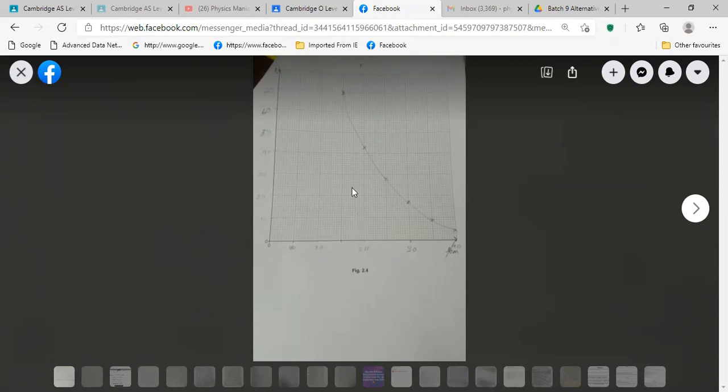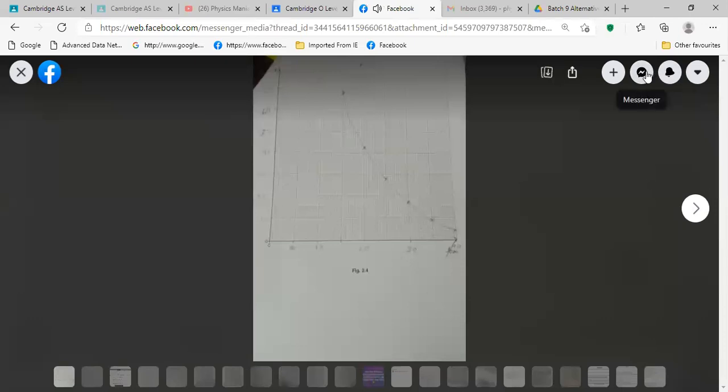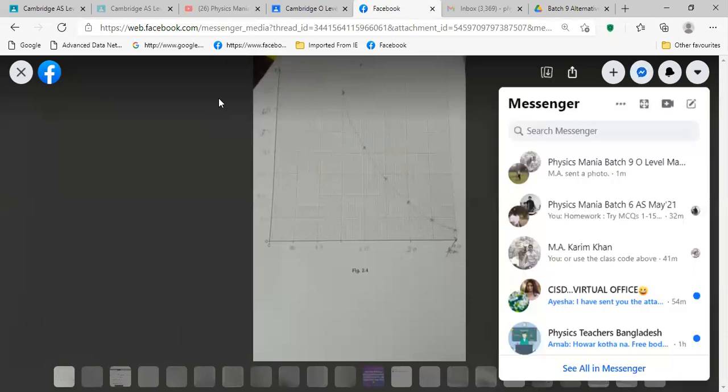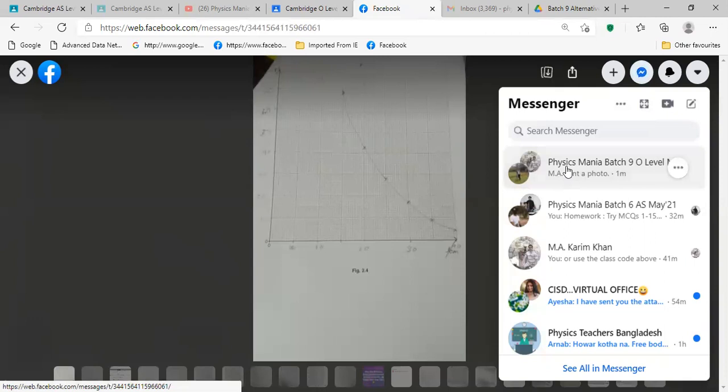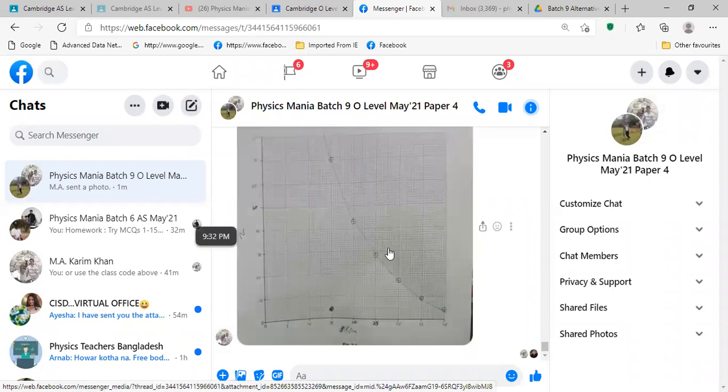Then you find now for L equals 18, you find N. Okay. Yes, sir. Sir, you should have got it now. Sir, I have sent it. Sent where? Sir, in the group. Okay, I'm checking it in the group. Now it's yours. Yes, sir.